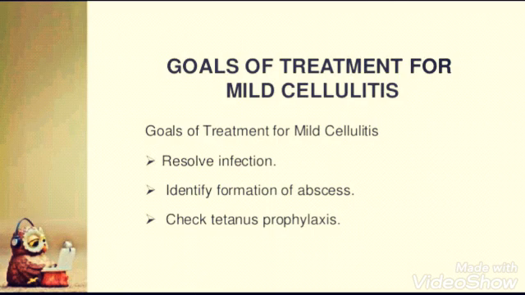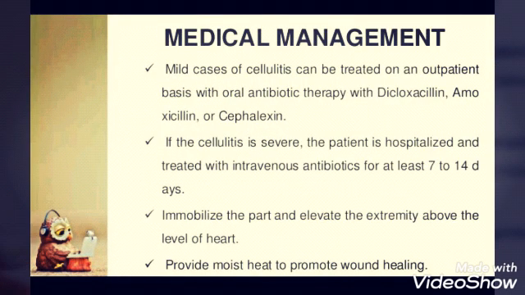Then we can go for the medical management. In that, mild cases of cellulitis can be treated on an outpatient basis with oral antibiotic therapy with dicloxacillin and amoxicillin or cephalexin. So these antibiotics can be given if the person has mild cellulitis, and it can be treated in the outpatient department. If the cellulitis is severe, the patient is hospitalized and treated with intravenous antibiotics for at least 7 to 14 days. So if it goes a little severe, in the middle stage, the patient can be hospitalized and given intravenous antibiotics for 7 to 14 days, that is 1 to 2 weeks.